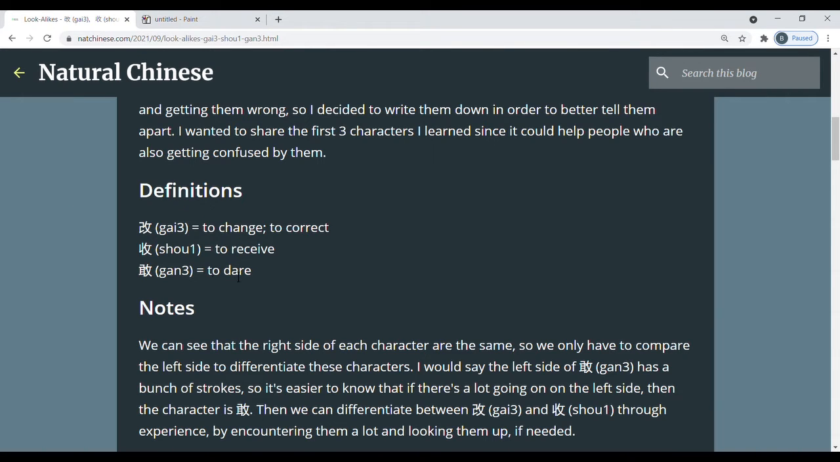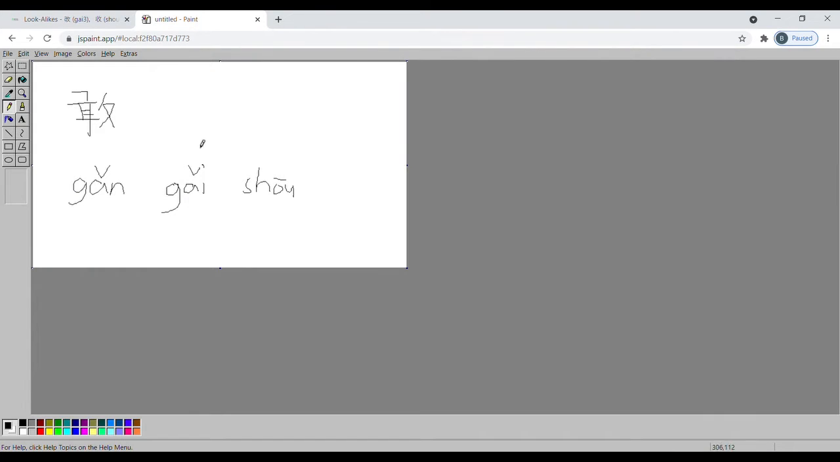Then if you know gan, that only leaves the other two words. We have gai and shou, and I hope that just by having experience, encountering them many times and looking them up when you don't know the word, it'll be more familiar to you. But I'll also just write it out.